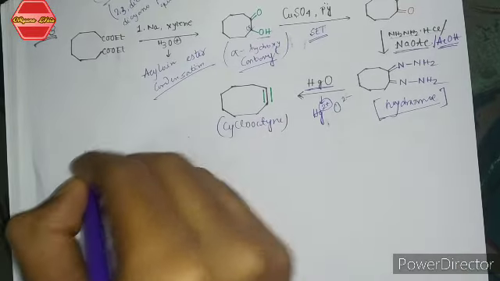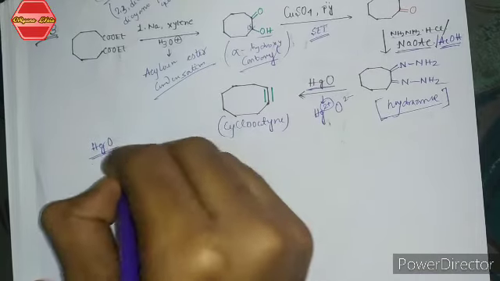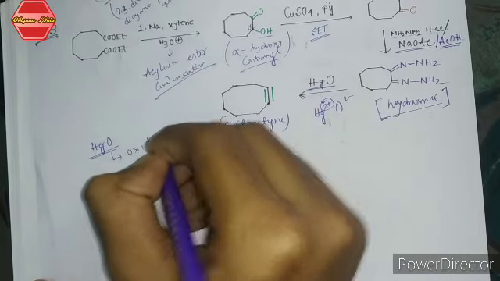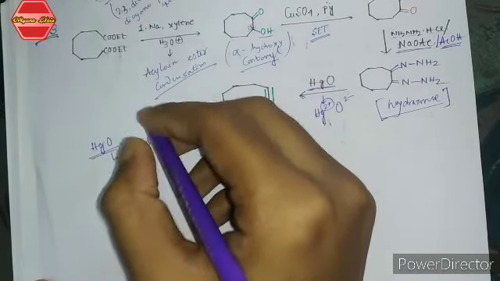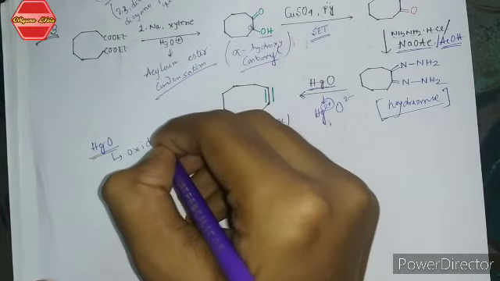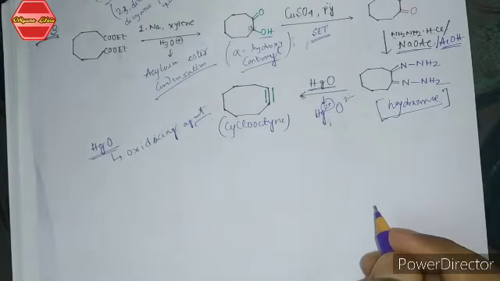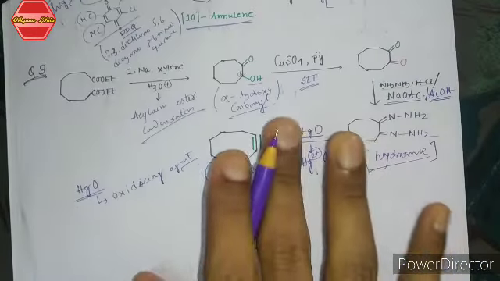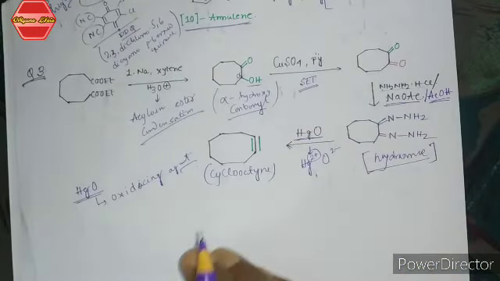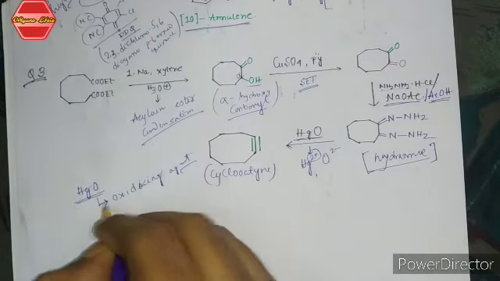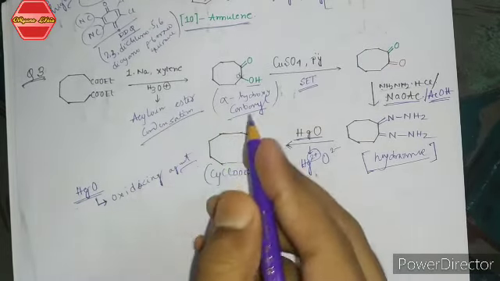So HgO, what is the role of HgO? HgO is a good oxidant. It's an oxidizing agent. This is also an oxidizing agent, which I have not mentioned in my oxidation reaction series. You can include this oxidizing agent also.